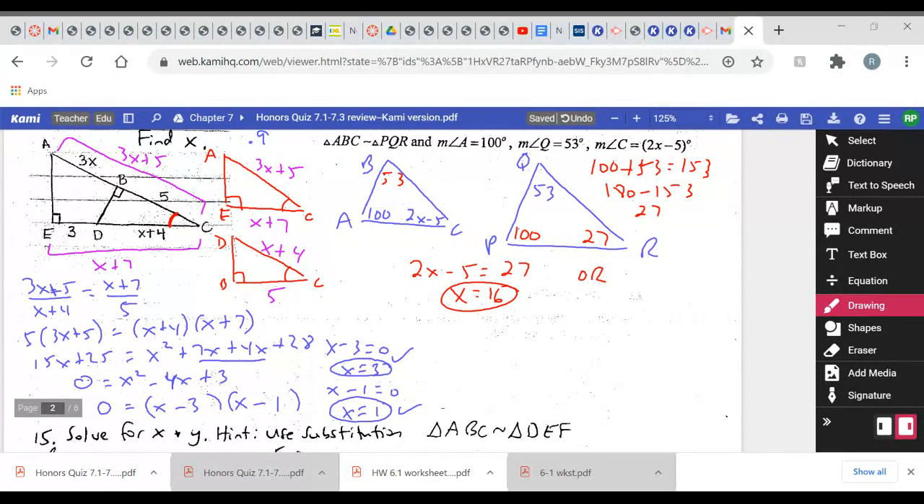Another true equation you could have written, if you use the triangle on the left, is that all those angles add up to 180 since it's a triangle. So you could have gone 2x minus 5 plus 53 plus 100 equals 180. You squeeze it in there. And if you solve for that, you'll get x is equal to 16. So either way works.